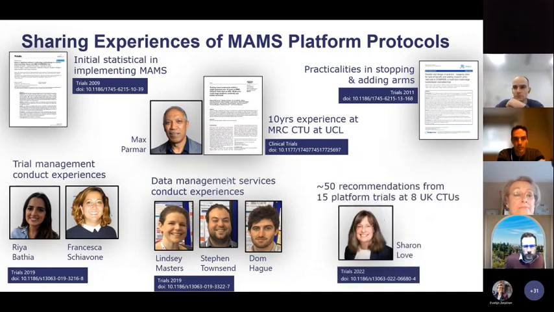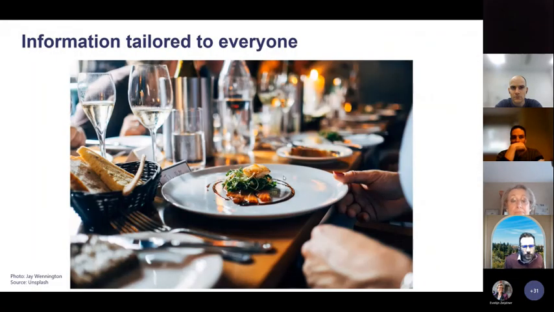And now, drawing together across some of the original, more mature, primarily oncology platforms in the UK, we've just had a paper that Sharon Love has led that's literally come out in Trials in the last few weeks. We've set out 50 recommendations based on 15 platform protocols at 8 CTUs, one of which is Precision Panc, which Andrew Biankin is going to be talking about. He's connected into the paper. So I want to focus on sharing some of these lessons with you.